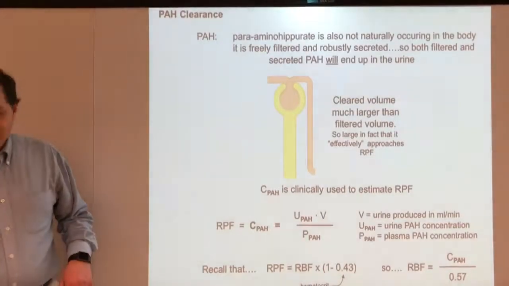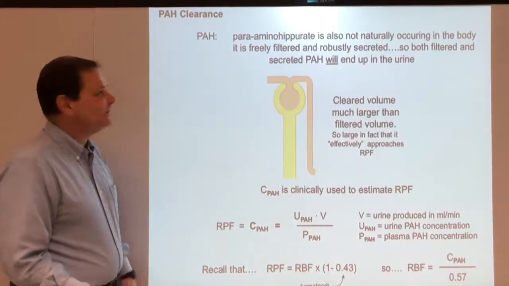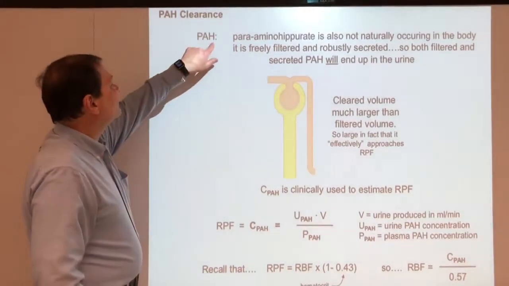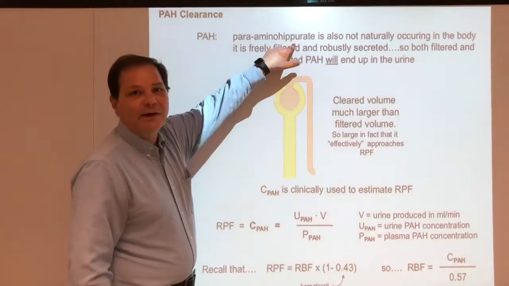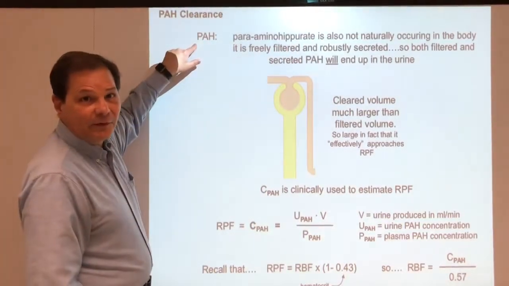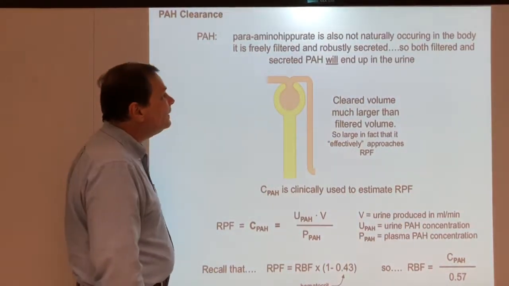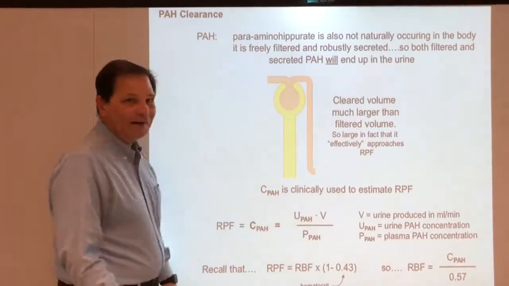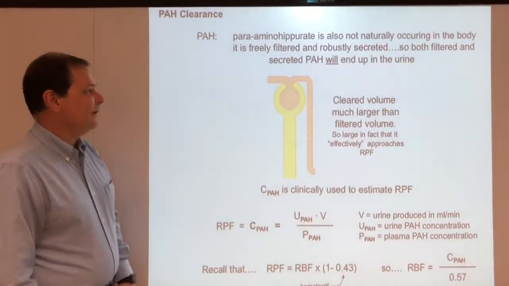So let's look at the extreme example of this. And that's clearance of a substance called para-aminohippurate, or henceforth known as PAH. Okay, this is also not naturally occurring, but it is convenient to give for a different reason.